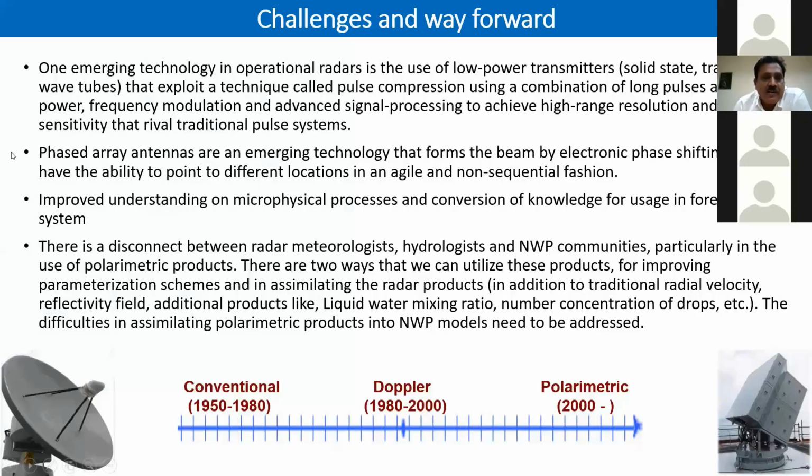Because the traditional radars normally take something like 5 to 10 minutes to complete one volume scan, whereas the phased array radars will take only hardly a minute to complete one volume scan. So this kind of fast scanning you can do with phased array radars.